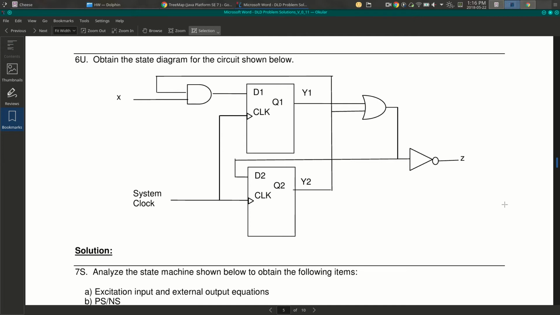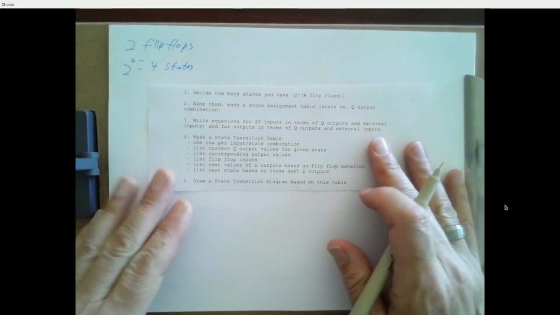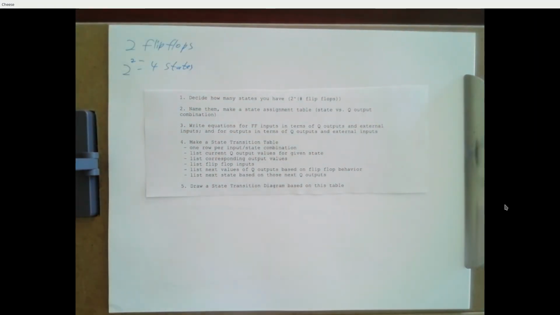So let's work with this machine. Back row, how many flip-flops? 2. Middle row, how many states? 4. All right. How many states do we have? 4 states. Let's name them and make a state assignment table.